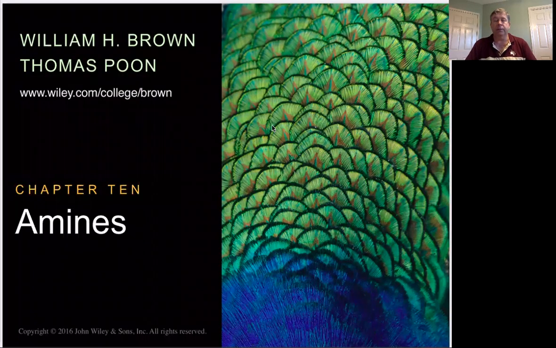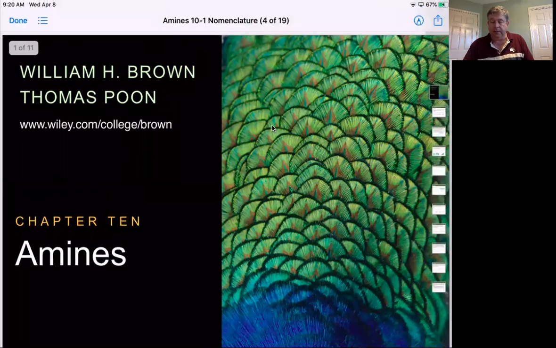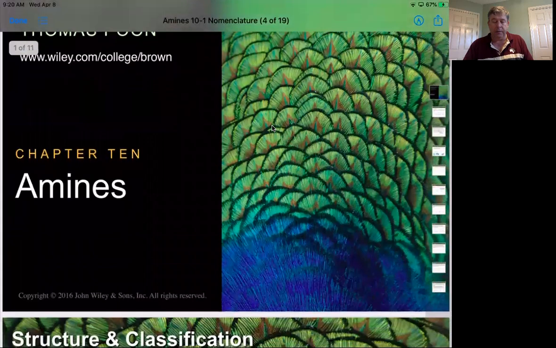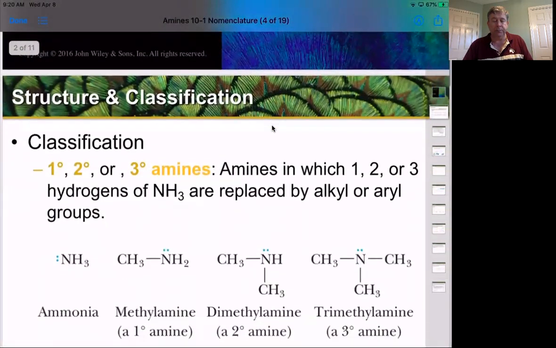Hello, Chemistry 2330. We are going to continue with our chapters. This is chapter 10, part A, or part 1. We're going to talk about amines. That's a follow-on to our alcohols, where we had an oxygen attached to our carbon system, and now we have a nitrogen attached to our carbon system. So let's move on and talk about the structure and classification, okay?